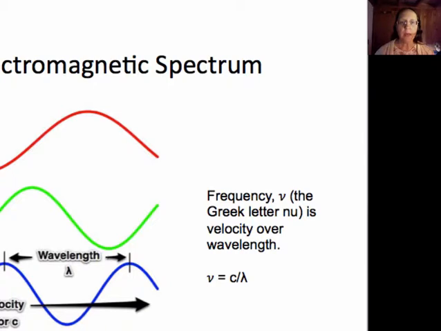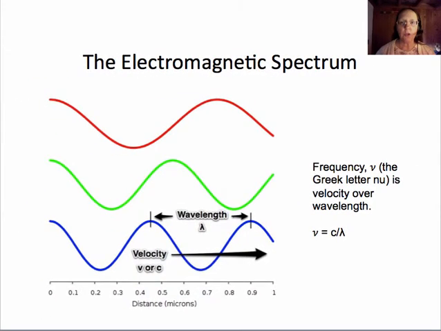If you think about a wave moving at a constant velocity, how often a peak passes a certain point depends on the wavelength. A longer wavelength will have a smaller frequency. Fewer crests will pass in a given time than if the wavelengths were shorter. So, frequency equals the velocity divided by the wavelength, or nu equals c over lambda.